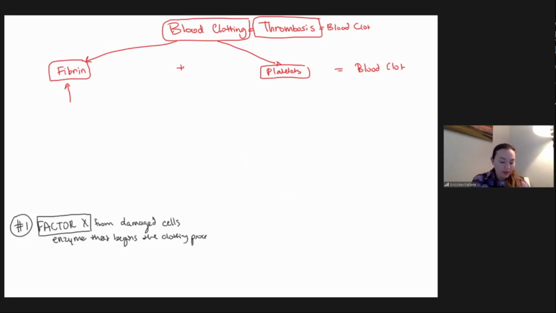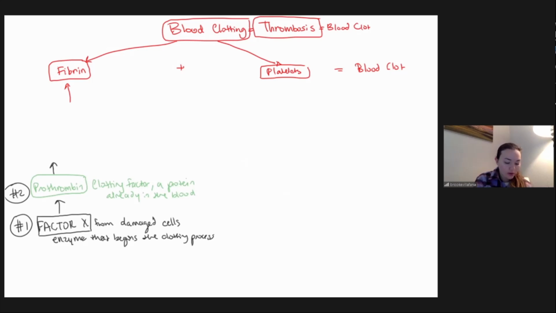Once factor X gets into the blood, it's going to combine with prothrombin. And if you remember, prothrombin is a clotting factor. It's one of those proteins in the blood, one of the 7% protein, and it's already in the blood. So once factor X combines with prothrombin, the result is a substance called thrombin.